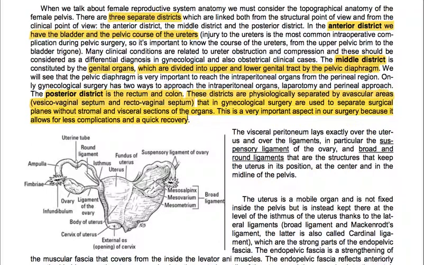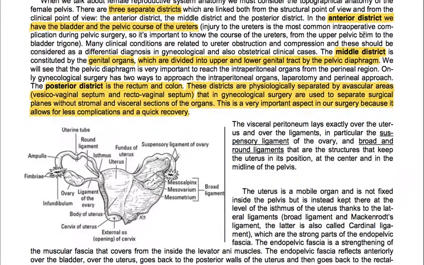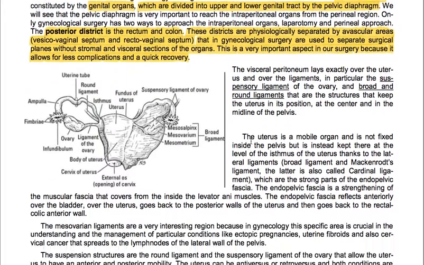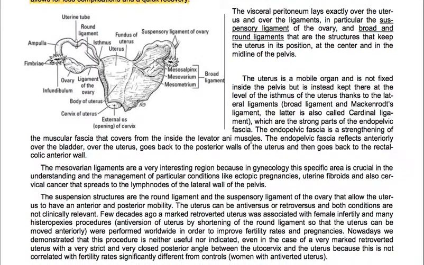So, as said, let's repeat it: we have anterior district, bladder and pelvic course of the ureters. Middle district, genital organs, which are divided into upper and lower genital tract by the pelvic diaphragm, and a posterior district, rectum and colon. The visceral peritoneum lies exactly over the uterus and over the ligaments, in particular the suspensory ligament of the ovary and broad and round ligaments, which are the structures that keep the uterus in its position, in the center and in the midline of the pelvis.